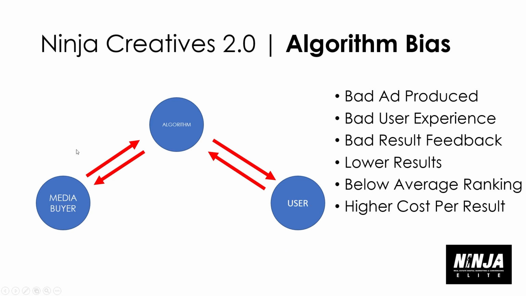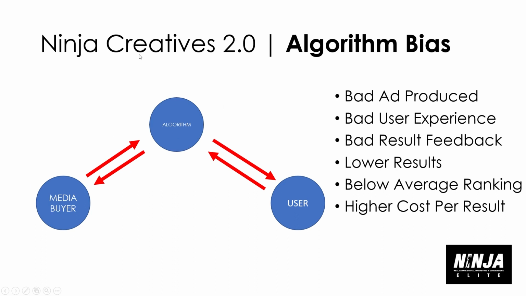And this is pretty much how it works. When the media buyer produces the ad, the algorithm is going to go ahead and double check it. And then if it passes, then it's going to show it to the Facebook user. Now, if the Facebook user doesn't like it, then it's going to give the algorithm feedback and it's going to shoot it back down to you.